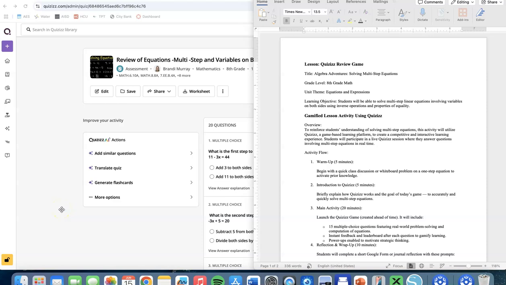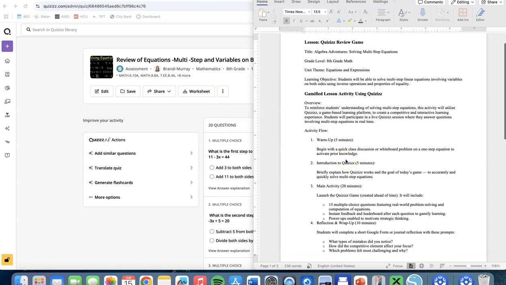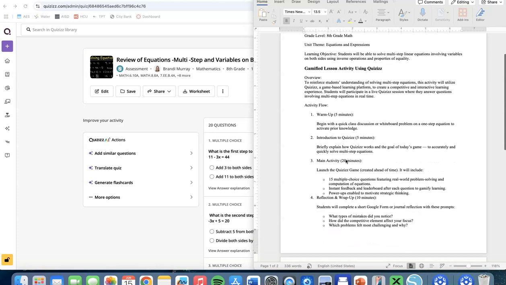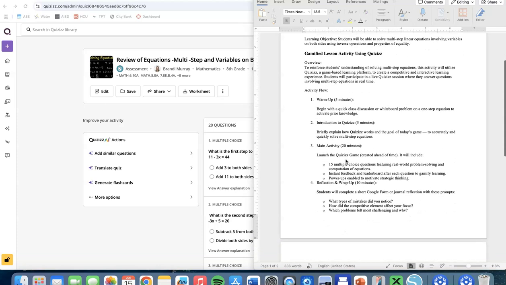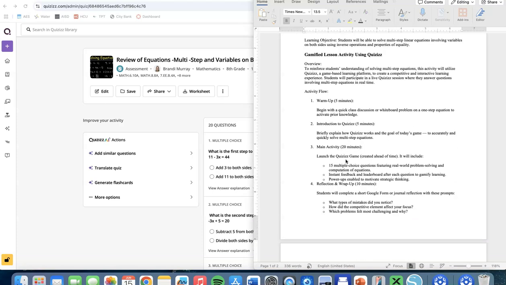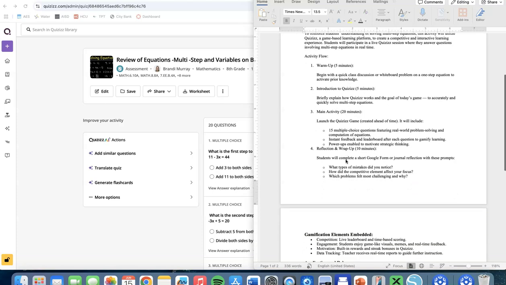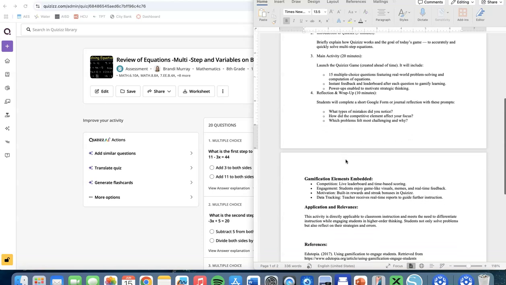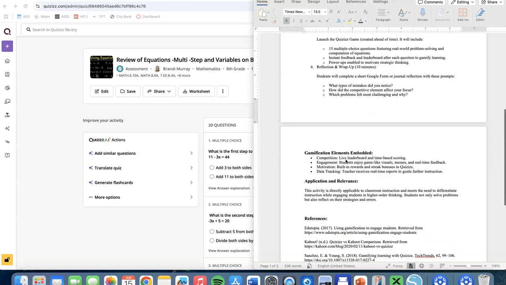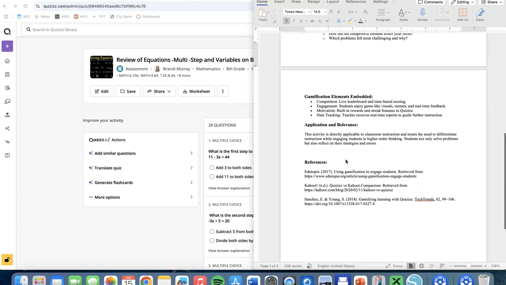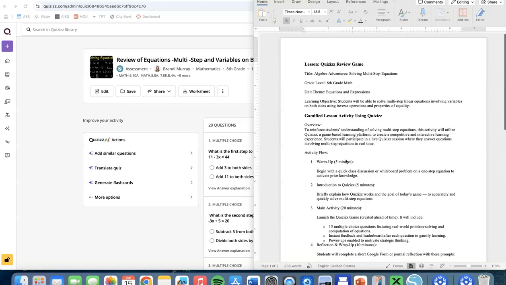So for my lesson, that is all about gamification, I included my idea or lesson plan, specifically involving quizzes. This is my outline overview of what it would look like, the different types of things that it would include, and then a few references for the specific lesson. So that is the actual lesson plan, I guess you would say.